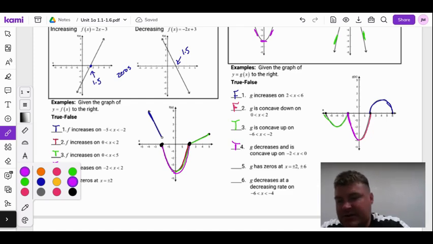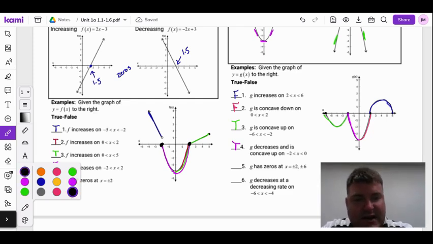5 talks about our zeros. Let's look at our zeros. We have a 0 here at -6, at -2, at 2, and at 6. So that is certainly true for our zeros.